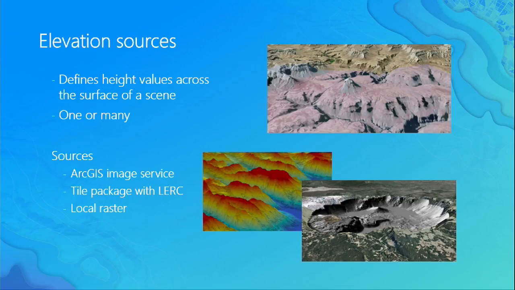Right now, we only support above ground navigation, but we're looking to accommodate below ground or subsurface navigation. It doesn't mean you can't see things; it just means you can't navigate below the surface. The surface that's defined by an elevation source will define the context in which you can maneuver and navigate within a 3D scene.